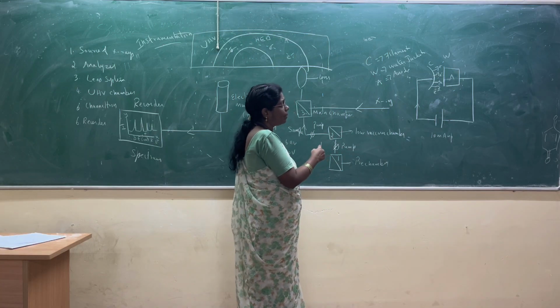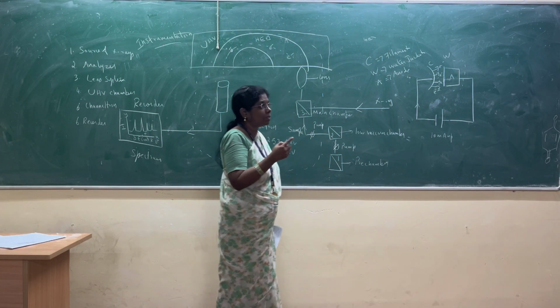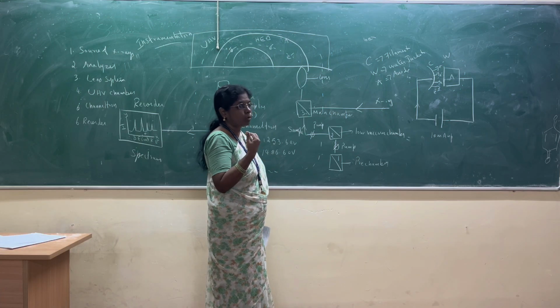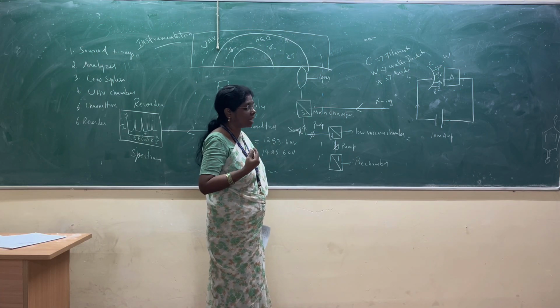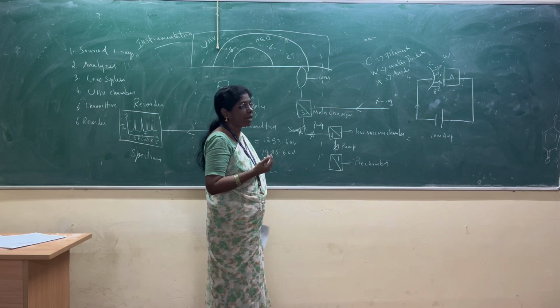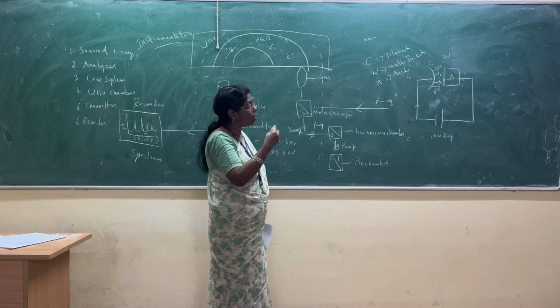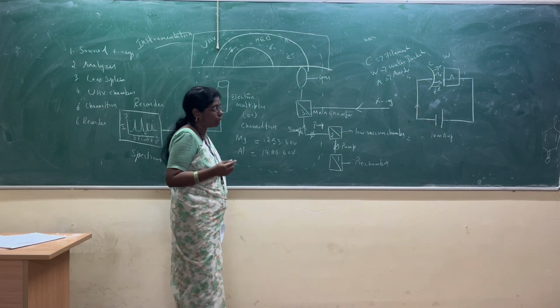When 10 milliampere current is supplied, the filament C gets heated up and produces electrons. The electrons are accelerated and bombarded onto the metallic anode. That anode is covered by a water jacket for cooling.